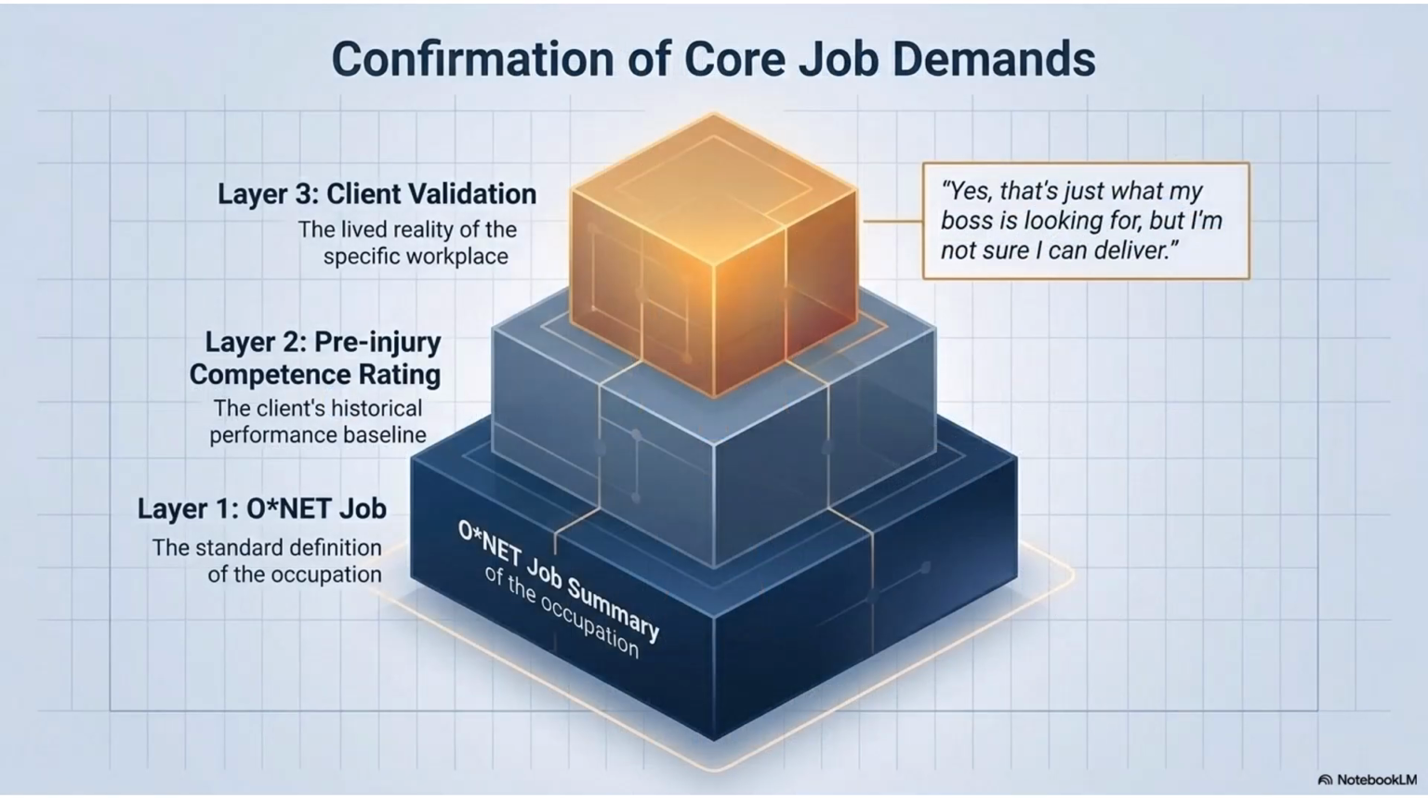The process begins with confirming core job demands, which we build into 3 layers during the initial interview. Layer 1 extracts the standard definition of the occupation from the ONET job summary. Layer 2 establishes the pre-injury competence rating, which serves as the client's historical performance baseline. Layer 3 is client validation, where we use the Structured Task Self-Appraisal, STSA, to help clarify the lived reality of their specific workplace. When presented with this data, a client might validate your findings by saying, "Yes, that's just what my boss is looking for, but I'm not sure I can deliver."